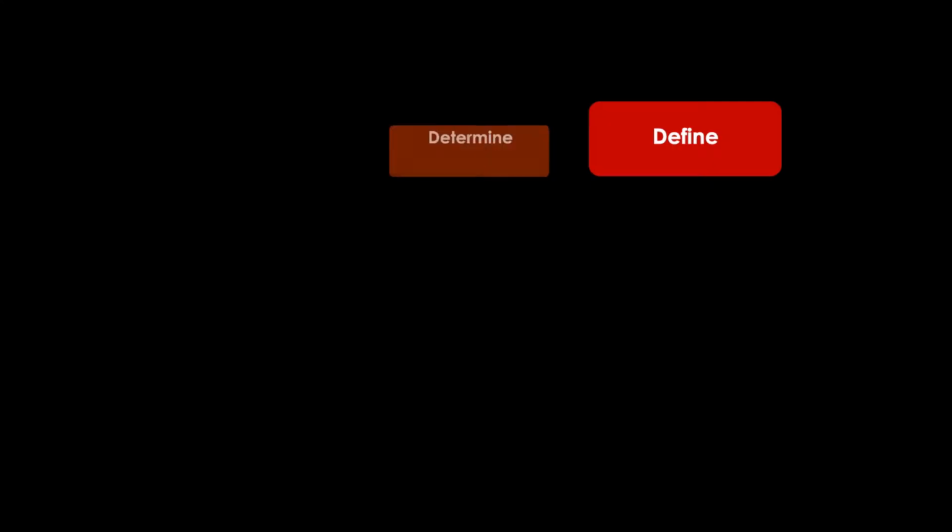The next step is determine. Determine who the target audience or audiences are. Who is experiencing the problem? Who is directly affected by the problem? Who can help solve the problem? Who needs to know about the problem? Who has the ability to make the project a success or failure? What is the desired action of the audience?